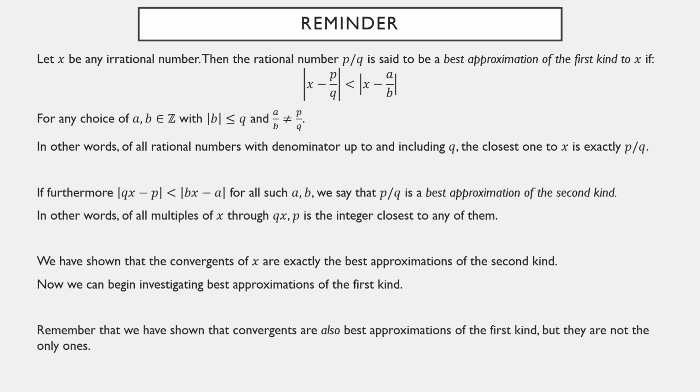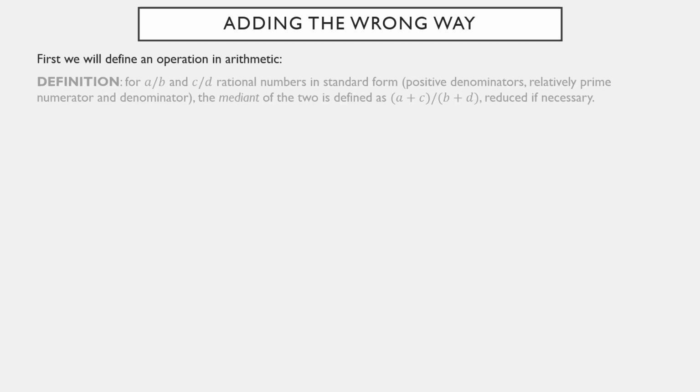So what we have shown, just to remember, best approximations of the second kind are also best approximations of the first kind. It is a stronger condition to be a best approximation of the second kind, and convergents of continued fractions very neatly solve that stronger problem. But if we were interested in the weaker problem of best approximations of the first kind, we'll see that convergents, while they are best approximations of the first kind, are not the only ones.